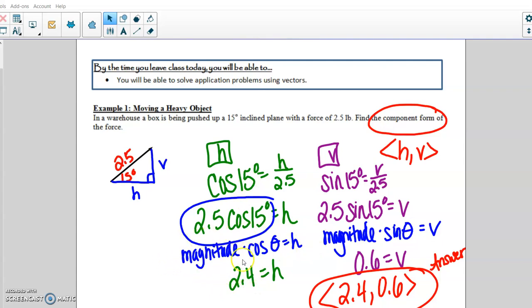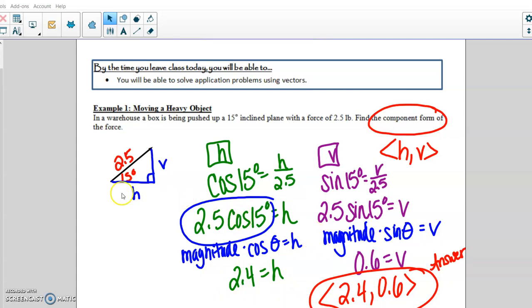Now I want to show you this little shortcut that'll always work, because this will help on some of the more complex problems we do. Without even drawing a picture out, to get your horizontal component, you can always do the magnitude, so the force, which in our problem was 2.5, times the cosine of whatever your angle is, so whatever theta is. And again, in this, it was a 15-degree angle. So it'll always work for the horizontal component. So our horizontal component is 2.4.